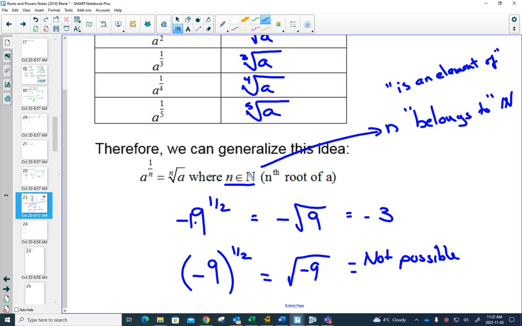The square root of 9 is 3, times a negative 1 would give me negative 3. But this, you can't take the square root of a negative number unless you use imaginary numbers. We're not talking about imaginary numbers now.